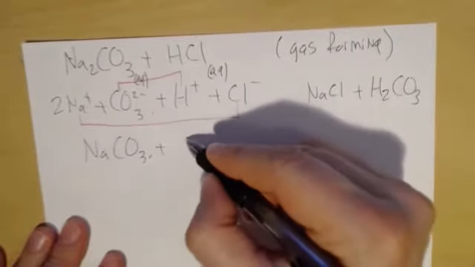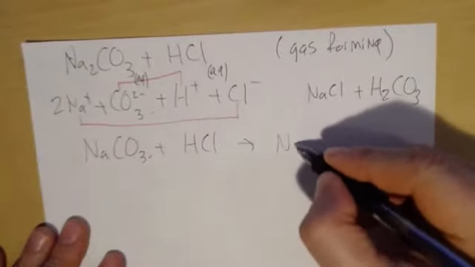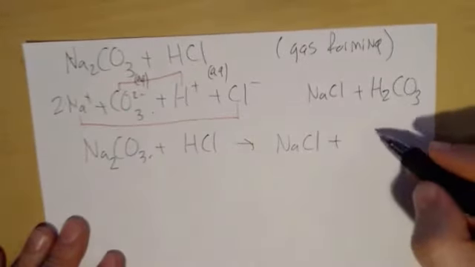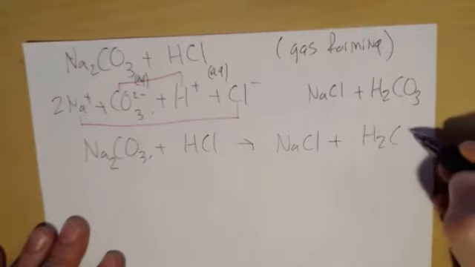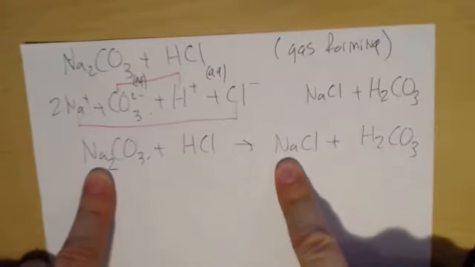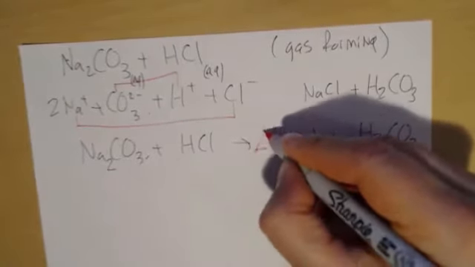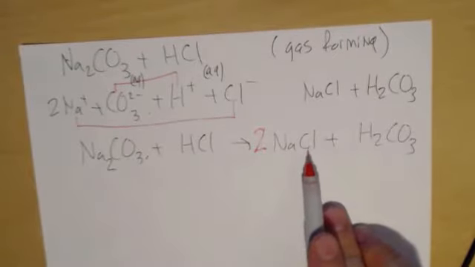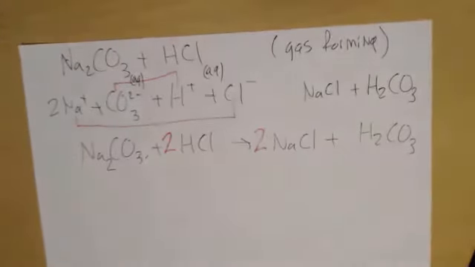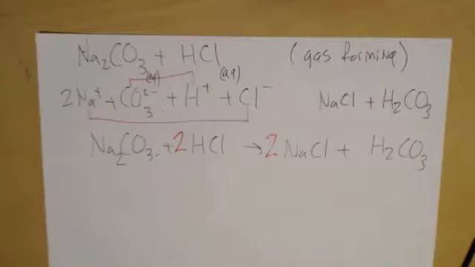Sodium carbonate, let's forget the states for now, plus HCl goes to NaCl. Oh, that's Na2. Excuse me. That's going to make it funny. Plus H2CO3. Okay, so right away, metals. There's two sodiums there and one there. So I'm going to have to put a 2 here, which changes the number of chlorides to 2. So now I'm going to have to put a 2 here, which gives me two hydrogens, which, oh, I have two hydrogens. How nice. So this is actually balanced.